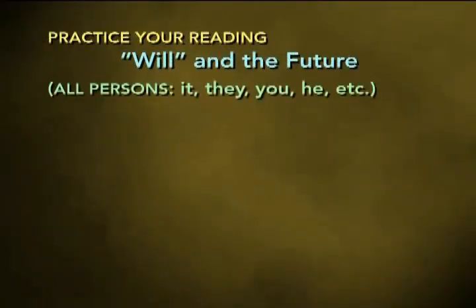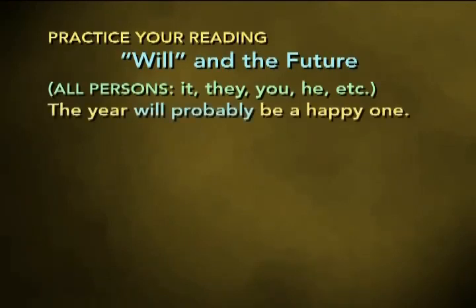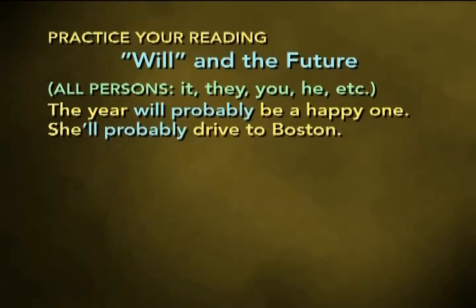These sentences demonstrate some expressions which are very common with the verb will. In a sense, these sentences show how we predict events in the future. Predict means guess or think about. So the idea of future is very important. All persons, right? It, they, you, he, etc. The year will probably be a happy one. She'll probably drive to Boston.